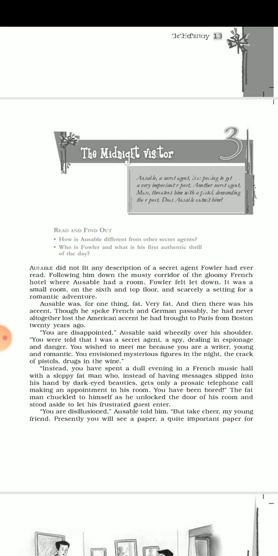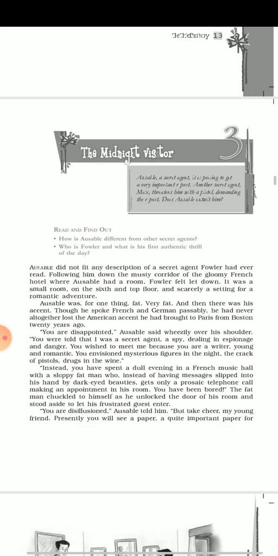And scarcely means hardly, scarcely a setting for a romantic adventure. It means Fowler feels that no romantic adventure can be thought of implementing at such a place, meaning that place was not suitable for romantic adventures according to Fowler.